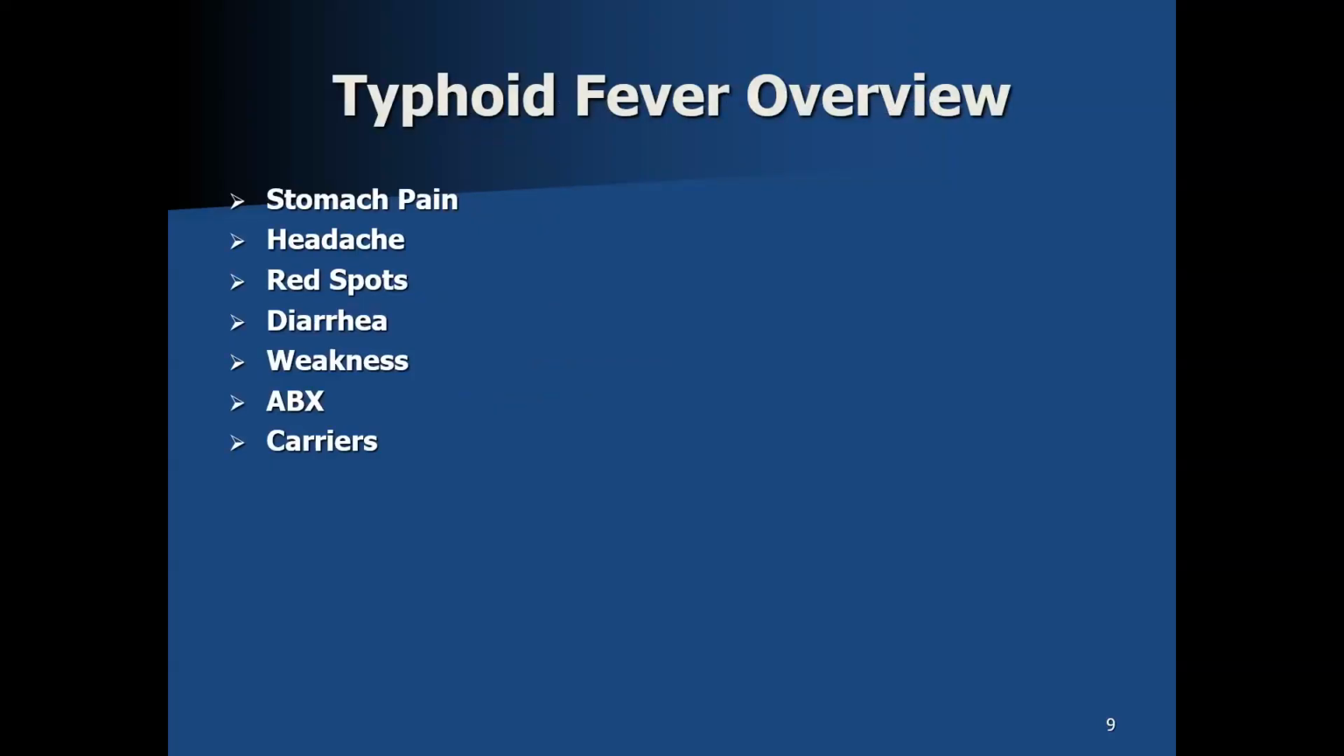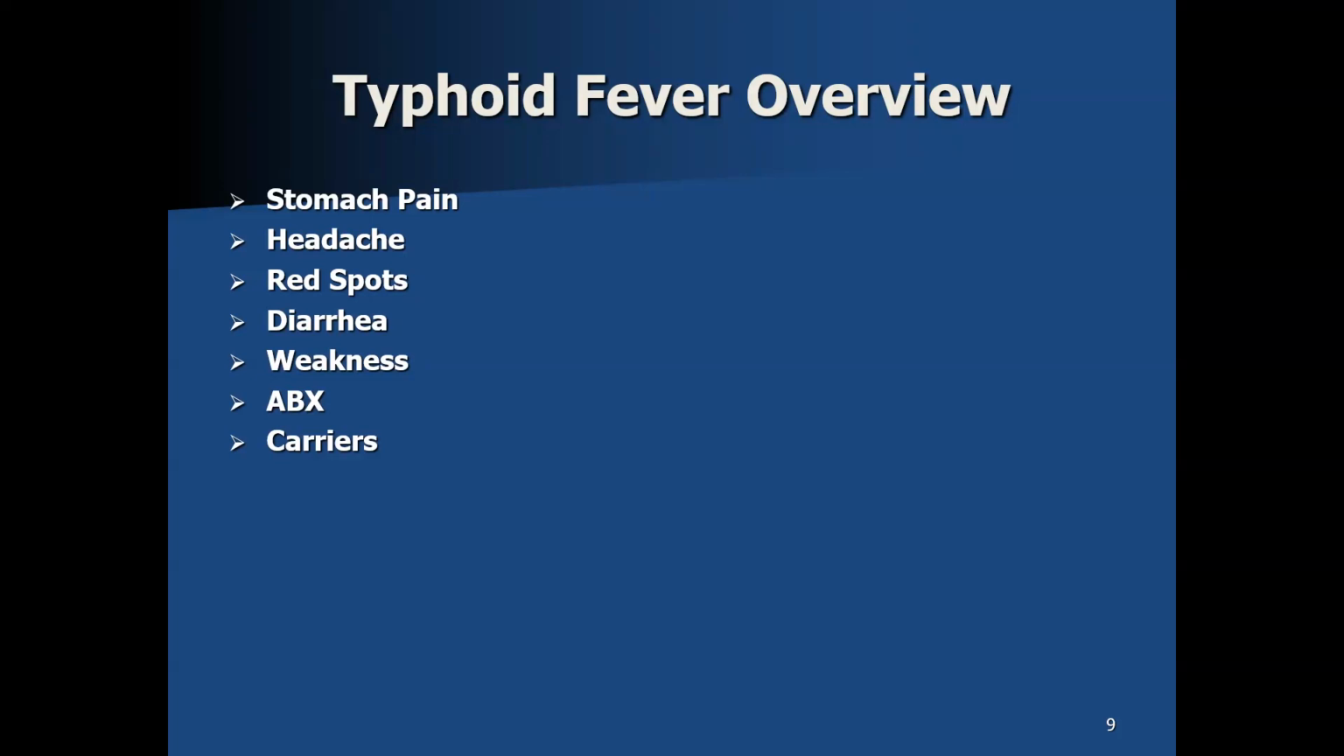You are traveling through Cambodia on vacation, and after eating some delicious pho soup from a street vendor, you start to develop stomach pain, headache, and some red spots across your body. Within a short period of time, you are afflicted with diarrhea and extreme weakness. Eventually, you are taken to a hospital for treatment with antibiotics.